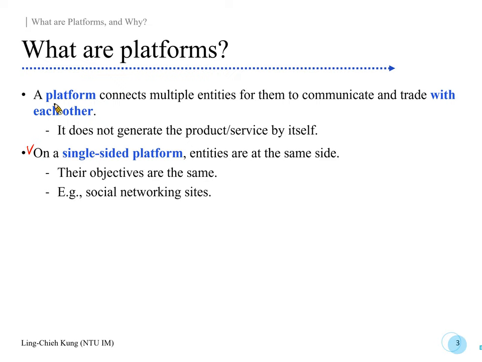So there are at least two kinds of platforms. Suppose we are talking about a single-sided platform, then all those entities are at the same side. Here, when we say two guys are on the same side, their objectives are considered to be the same. So the reasons for them to get to the platforms are the same. So, for example, there can be a social networking site, right? Like Facebook when it was established, Instagram when it was established. Suppose we all talk about Facebook, all right?